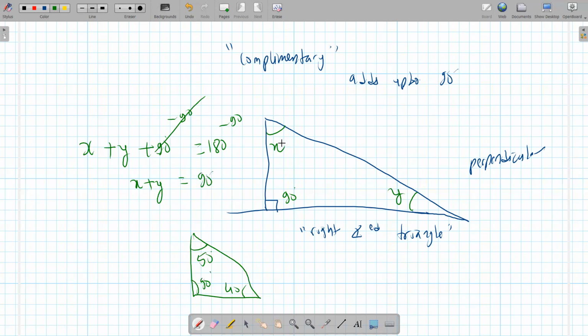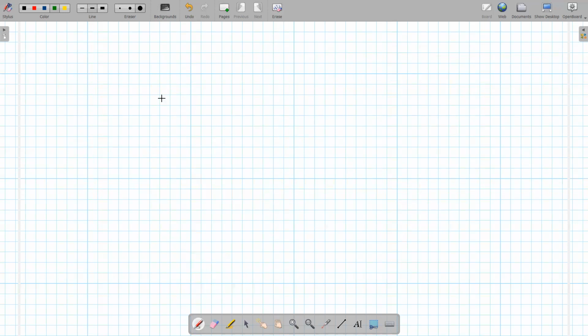So what does this mean? This means in a right angle triangle, one angle is always going to be 90, and the other two are going to be complementary. This is called a right angle triangle. There's a bunch of different types of triangles, like I'll just show it to you.